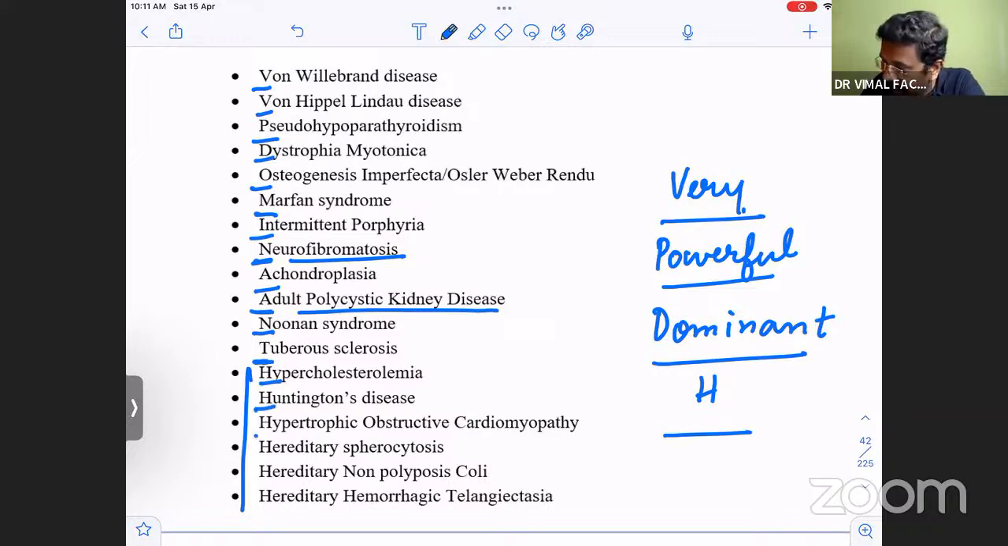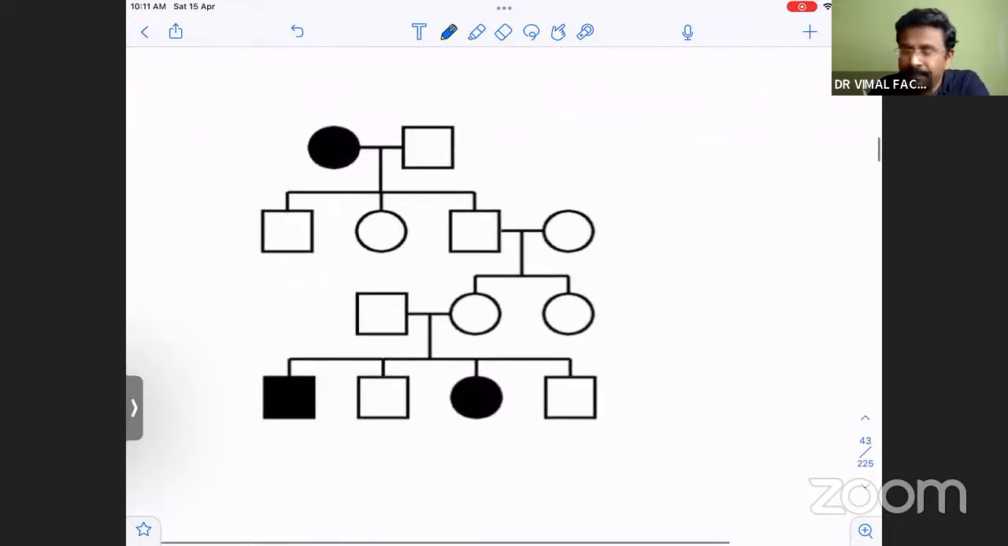Hypercholesterolemia, Huntington, hypertrophic obstructive cardiomyopathy, hereditary spherocytosis, HNPCC, HHT, hereditary hemorrhagic telangiectasia. All these are autosomal dominant. Okay. Then, what is this pattern of inheritance? Both males and females are affected. Yes, females are affected as well as males.